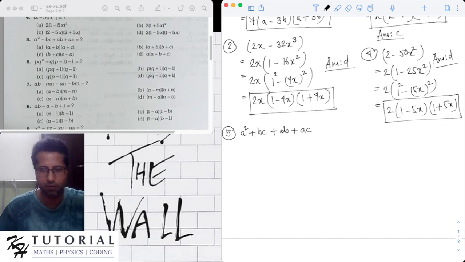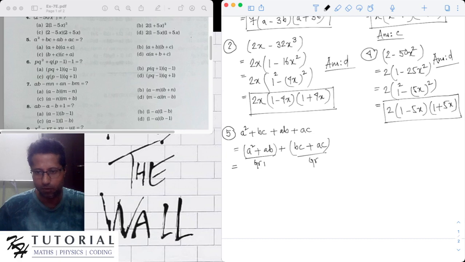We have to group terms so that each group will have a common factor. So if you form two groups, the first group being a square plus ab, and the second group having the terms bc and ac. Now you can factor out. So this is group 1. We have just formed two groups. So this is factorization by forming groups.